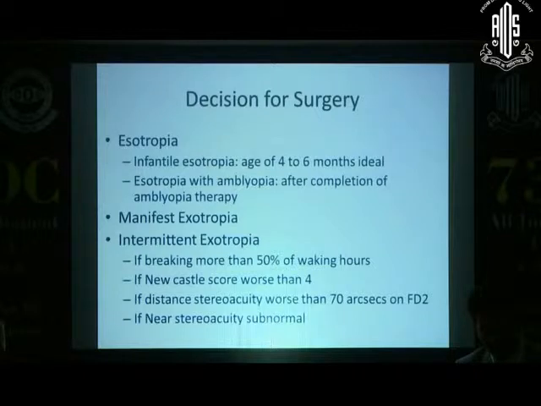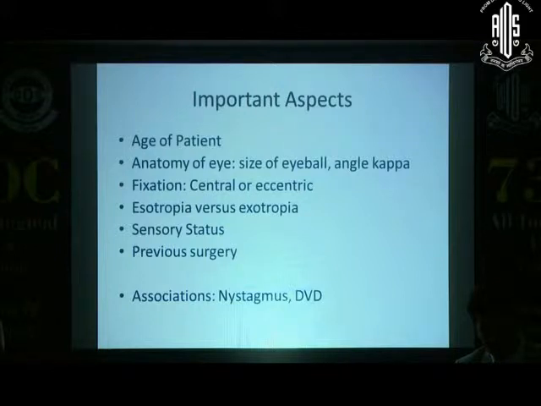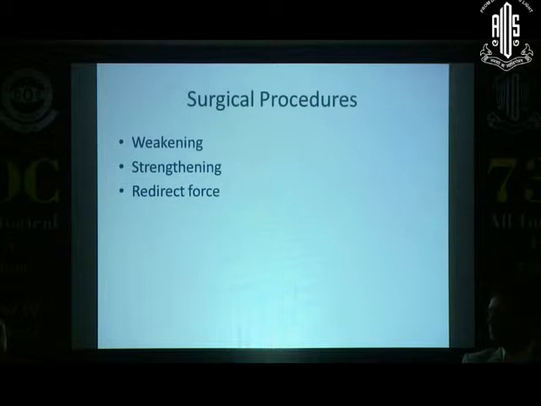So it's important to know your reason for surgery, and that's something that should also be mentioned in your notes. The important aspects when you decide surgery are the age of the patient and the anatomical status. Is the eye small or large? In a very young child, you need to adjust your surgery accordingly because the eyeball will also be small. You also need to be careful that if it's an exo, you don't want him to go into an esotropia. You need to see if it's an esotropia or an exotropia. You need to look at the sensory status. Is there a central fixation, eccentric fixation, any previous surgery, associated nystagmus, DVD, obliques? All of that is important when you decide the surgical management.